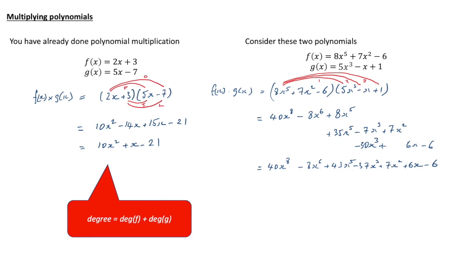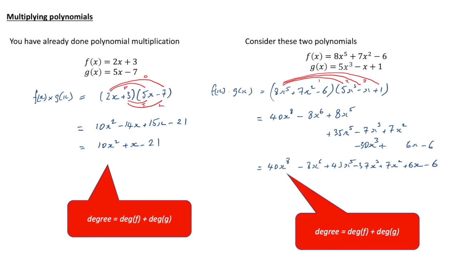And what we might notice is that the degree of the product of the two polynomials is 8. That's the highest power of x. And for f of x the degree was 5, for g of x the degree was 3. And so we have that the final degree of the product is the degree of f plus the degree of g.